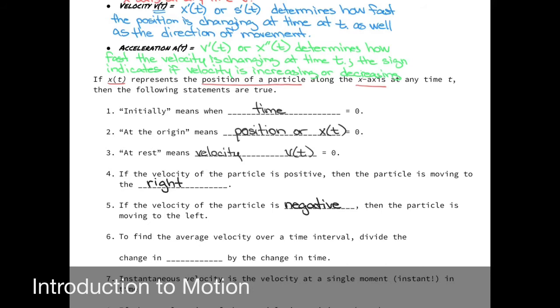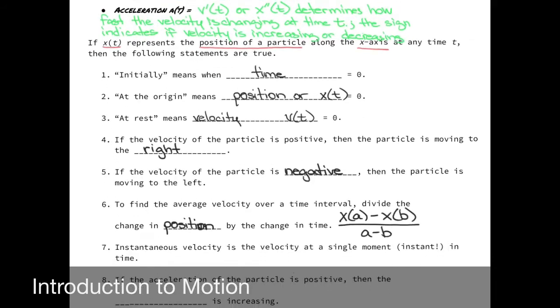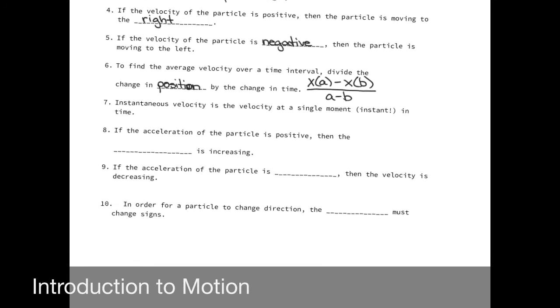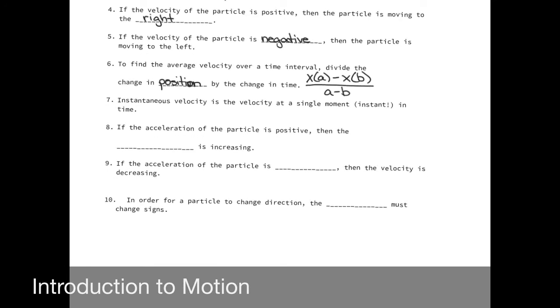To find average velocity over a time interval, what you would do is divide the change in position by the change in time. In other words, we would have x of A minus x of B, so that would be the change in position from 2 points in time, all over A minus B, okay? So number 7, instantaneous velocity is the velocity at a single moment, an instant in time, okay?